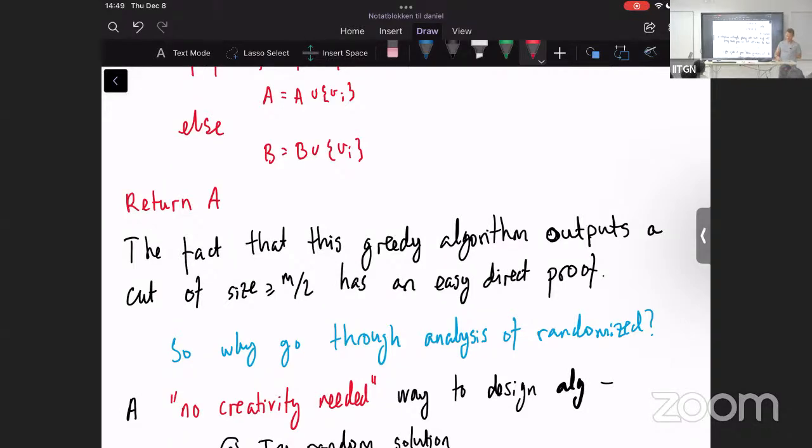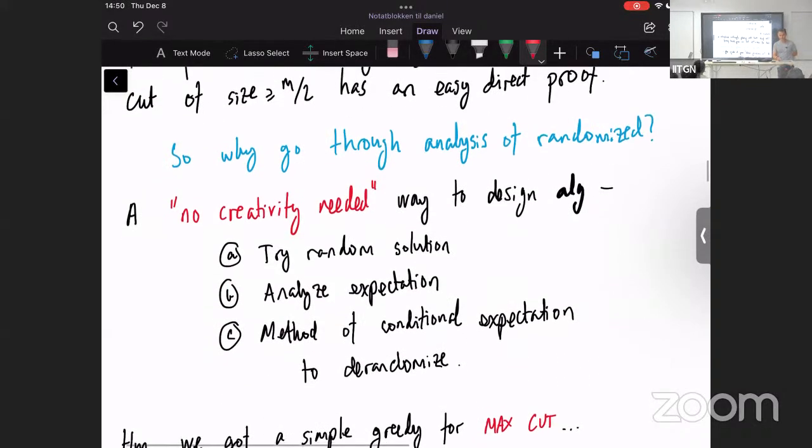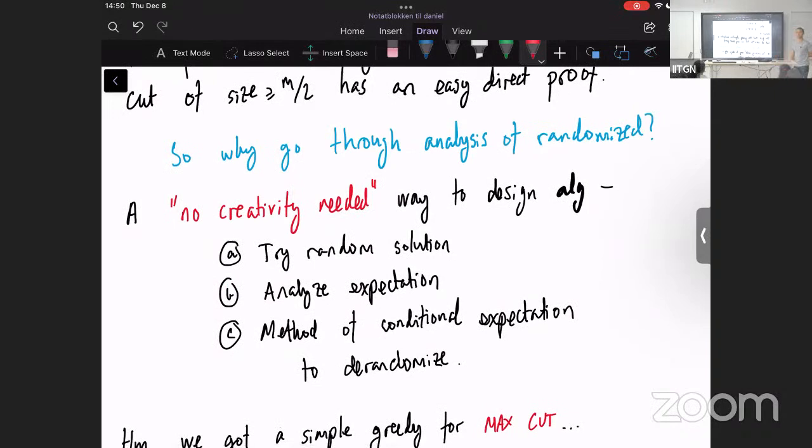So a question is, why on earth did we do this whole randomized analysis if there is this simple greedy algorithm that does the same job? Well, simple greedy algorithms are simple greedy algorithms in retrospect. They aren't simple before you see that they're there. And here, you get a no-creativity-needed way of arriving at the correct algorithm.